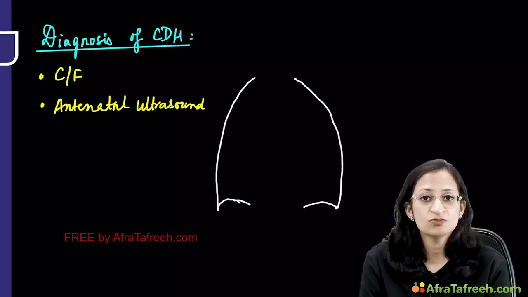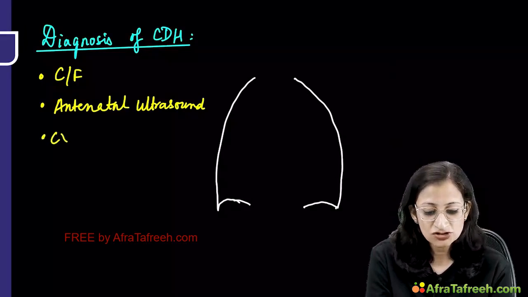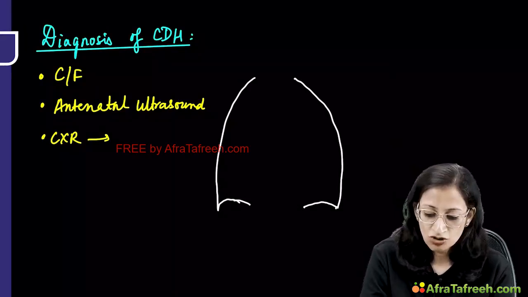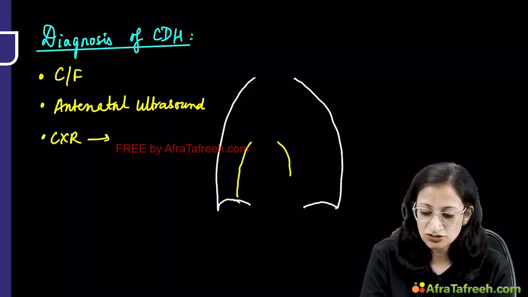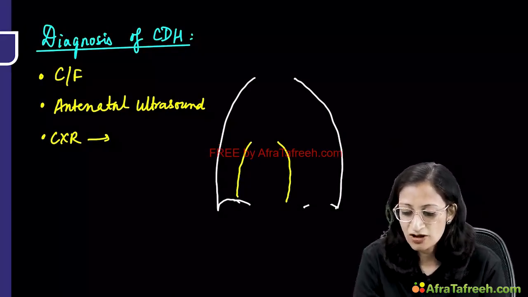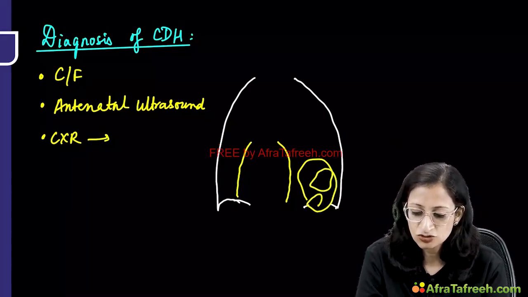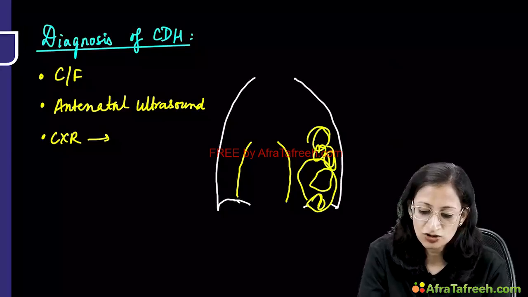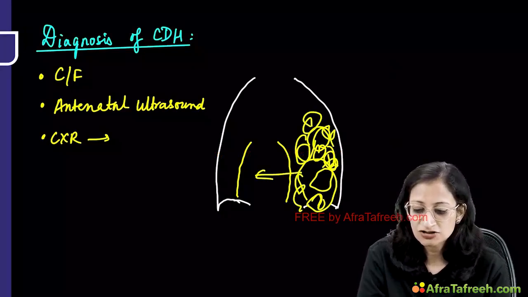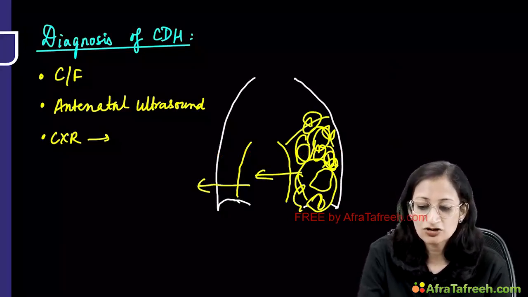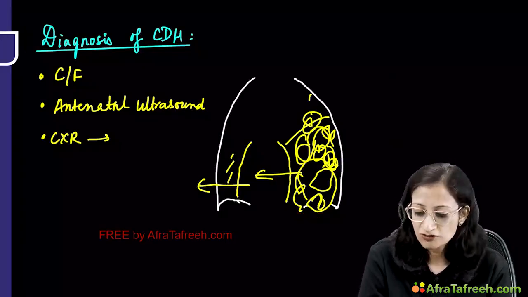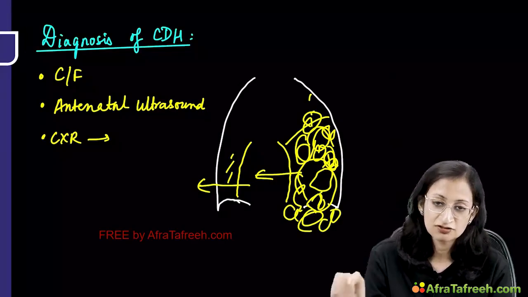Now after the baby is born, then a chest X-ray is done to confirm the diagnosis. So chest X-ray will show that there is a diaphragmatic defect, a defect in the diaphragm through which the bowel loops can herniate into the thorax. So you will see the bowel gas shadows in the thorax like this. Okay, and you will see the mediastinal shift. The heart is shifted to the opposite side and lungs are not getting space to expand properly. So pulmonary hypoplasia.